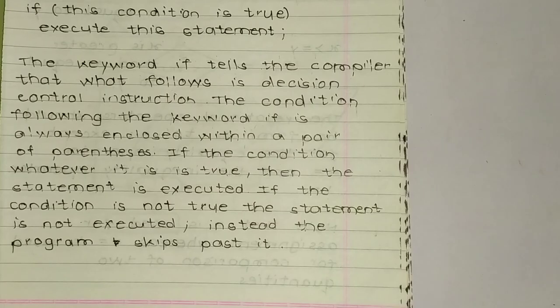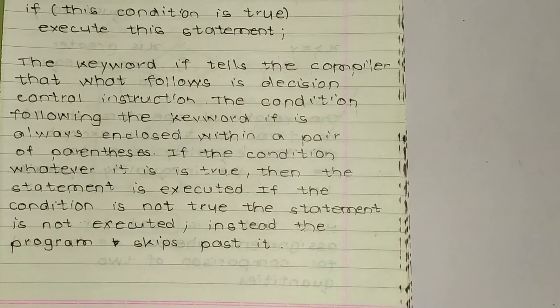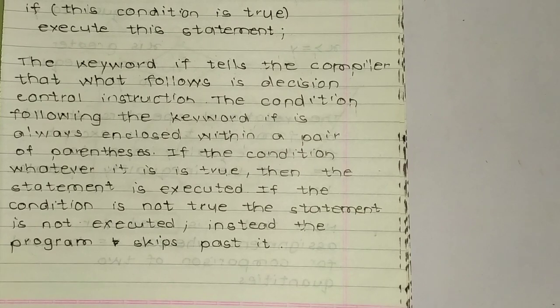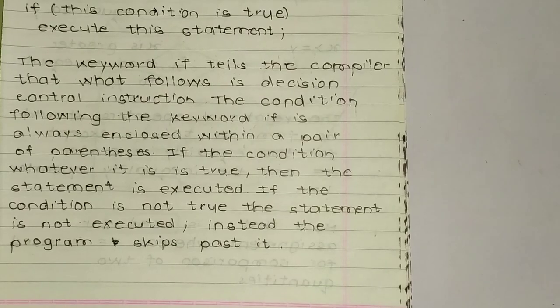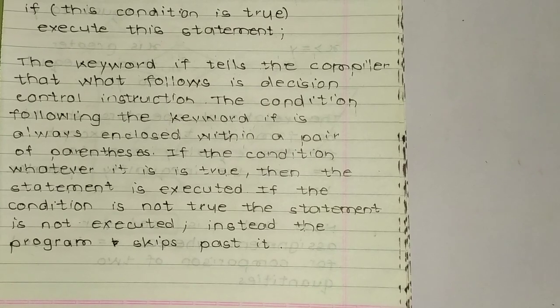If the condition is true, then the statement is executed. If the condition is not true, then the statement is not executed. Instead, the program skips past it. That means if the condition is not true, then the statement is not executed; if it is true, then it is executed.